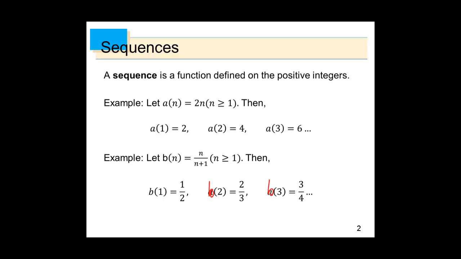Everybody's clear what a sequence is? A sequence is a function where the domain is the set of positive integers, okay? And you can view this as an infinite list: a of 1, a of 2, a of 3, a of 4, and so on. Yes? Is it always starting at 1? I'm going to address that issue in a bit.